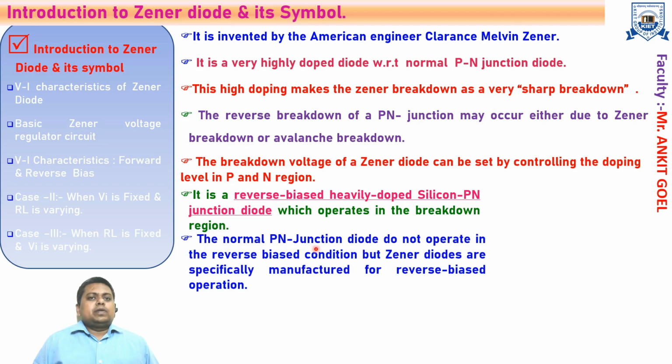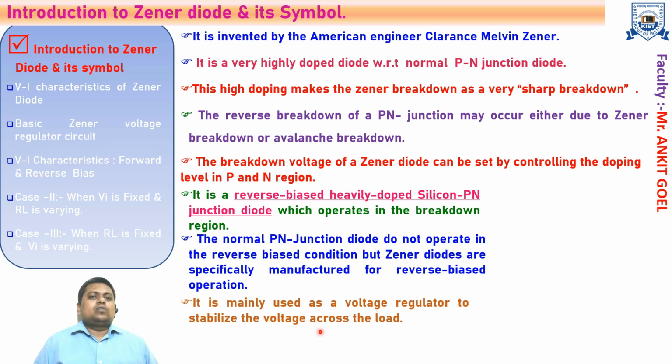If I compare with the normal PN junction diode, the normal PN junction diode is designed for applications in the forward bias region but does not operate in the reverse bias condition, while Zener diodes are specifically manufactured for reverse biased operation. Like, Zener diode can be used as a voltage regulator to stabilize the voltage across the load. The Zener diode has mainly two specifications, either Zener voltage or the maximum Zener current. Instead of maximum Zener current, sometimes the maximum power dissipation PZM is given.